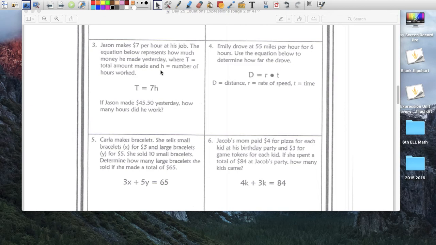James makes $7 per hour at his job. T is the total. If he made $45.50, how many hours did he work? Okay, so here's my equation: T equals 7h. T represents the total, so this $45.50 is going to be entered here. That's going to be our total. So $45.50 equals 7 times the number of hours. So $7 times the number of hours that he works will give you $45.50. We need to find out how many hours he worked to make $45.50, right?